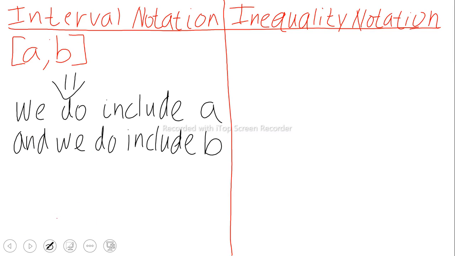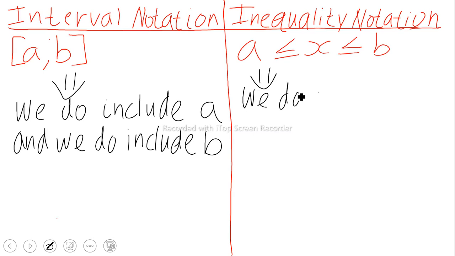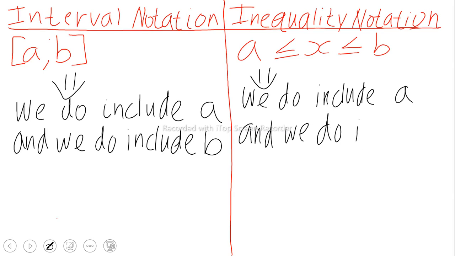Now, how would that look in inequality notation? Well, that would be A is less than or equal to X, and X is less than or equal to B. In both instances, we have the line at the bottom signifying that we include A and we include B. So we read this as: we do include A, and we do include B.